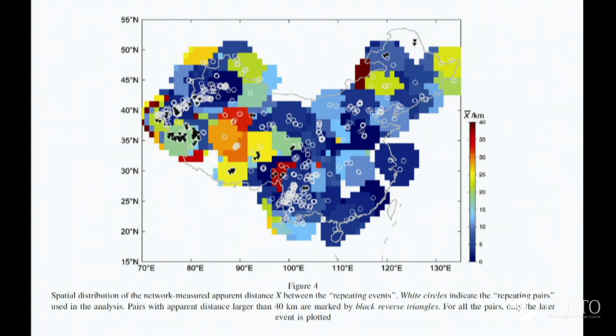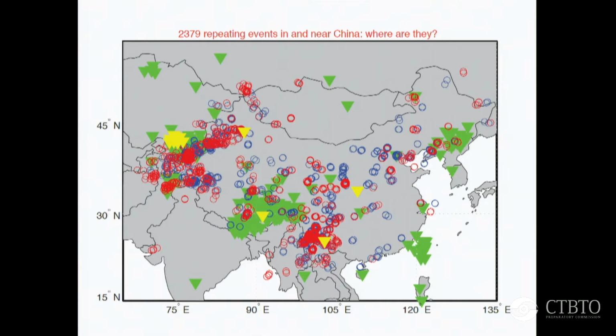So this work was all done several years ago, and broadly speaking, for a 21-year period, more than 2,000 repeating pairs of events were found.